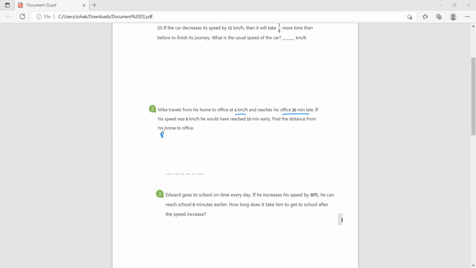So we know the ratio of real speed to usual speed is going to be 4 to 6, and that can simplify down to 2 to 3. So that's the ratio of the real speed to the usual speed. And because I did earlier say that speed and time taken are in indirect proportion, we know that the ratio of time taken is just going to be 3 to 2.